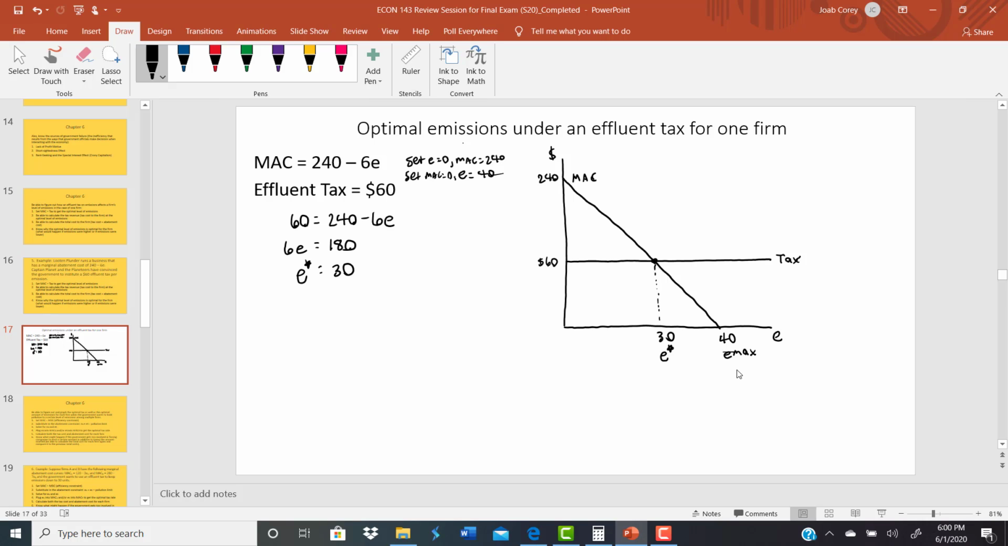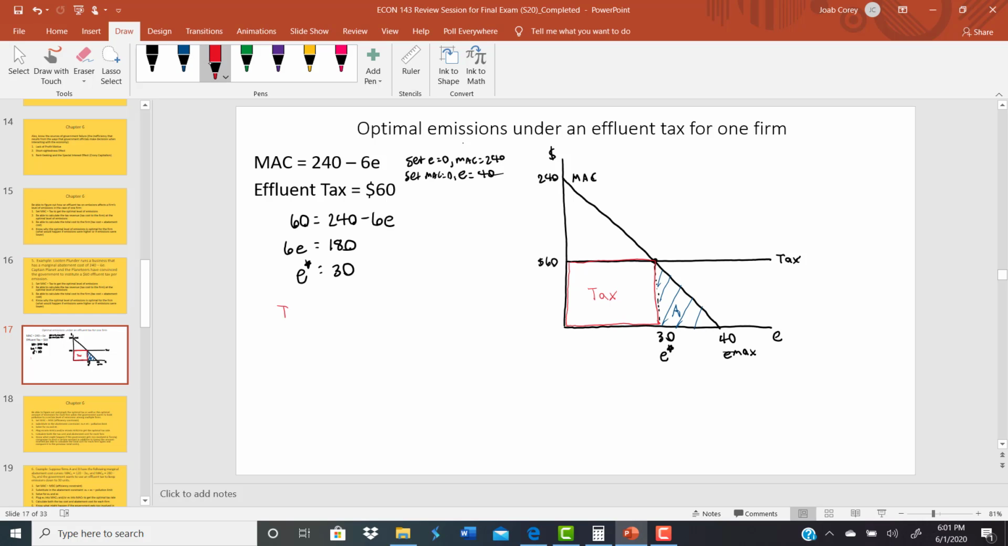Now, from there, it's pretty easy to figure out what your tax cost is. So your tax cost is just this box here, $60 per emission, times the number of emissions, which is 30. So that's going to be how much we pay in taxes. And then the total abatement cost is going to be the area under your marginal abatement cost curve at the optimal number of emissions, or this triangle here, that's going to represent your abatement. So with that in mind, we can go ahead and calculate this out.